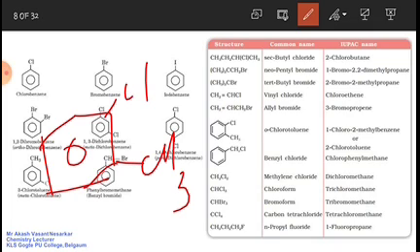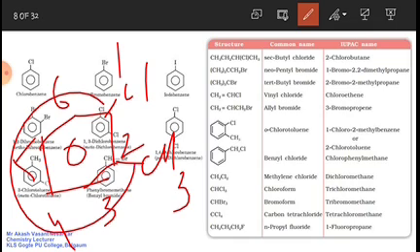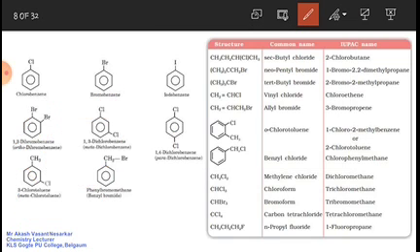So IUPAC nomenclature, how you are going to write? So numbering starts from the functional group, 1 2 3 4 5 6. So 1 chloro 2 methyl benzene, 1 chloro 2 methyl benzene, or you can also write down 2 chlorotoluene if you give the priority to methyl group. So 1 chloro 2 methyl benzene is also right, or 2 chlorotoluene is also right. So these are the common and IUPAC nomenclature.